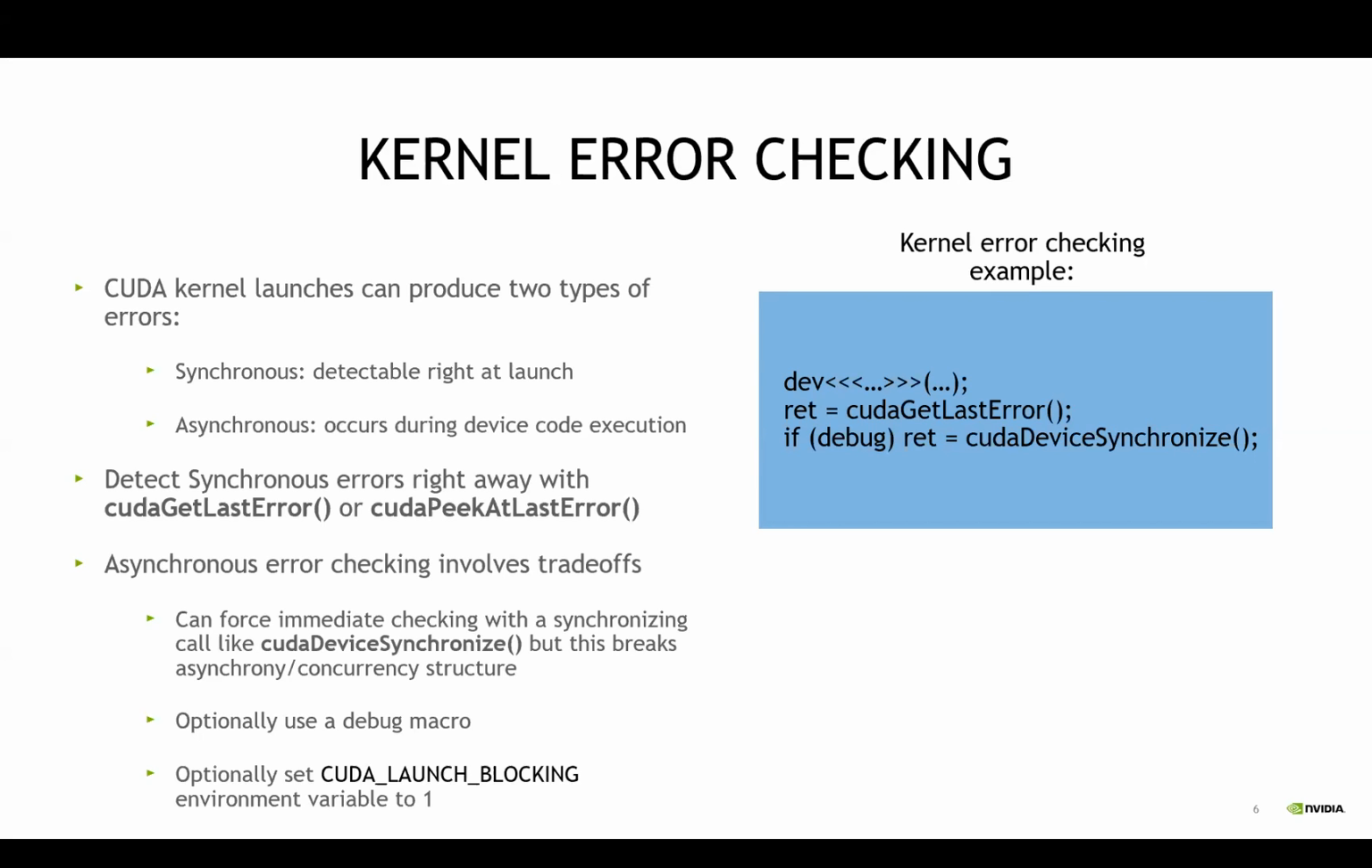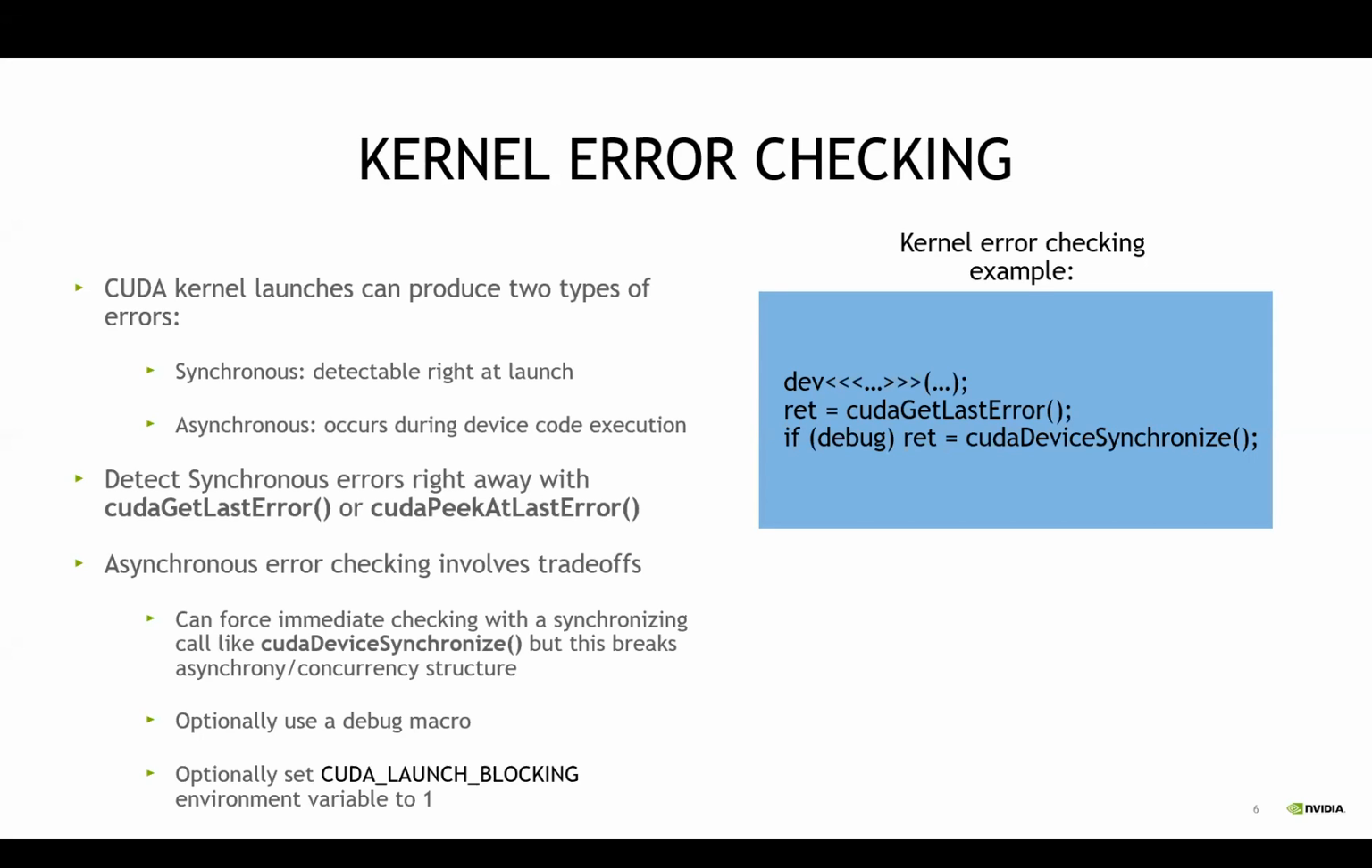However, that doesn't necessarily give you the most clarity, because if your application is busy and doing lots of different things, it's not at all immediately obvious even which kernel launch caused that error. And so one of the things that you might want to do to help with error localization, to improve the clarity of the error reporting, is to make your kernel launches blocking.